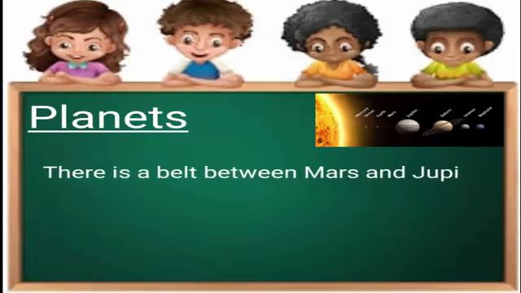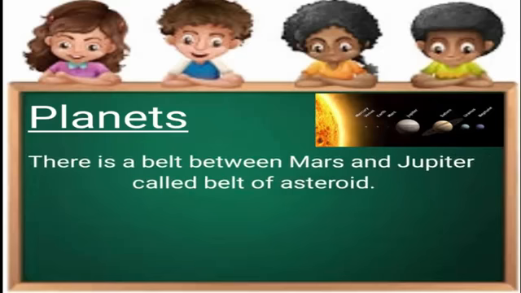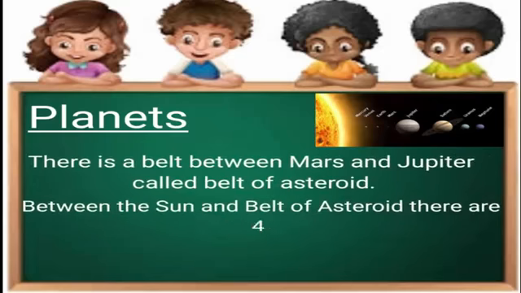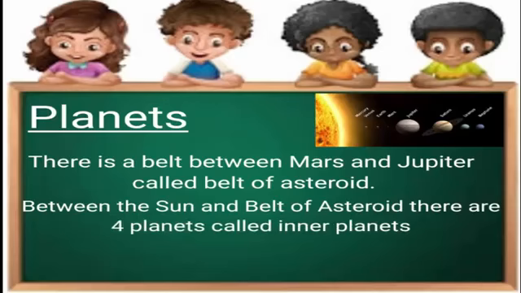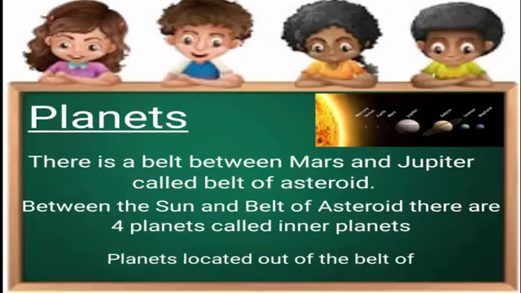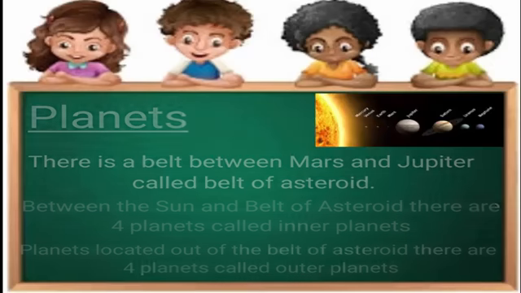And there is a belt between Mars and Jupiter called Belt of Asteroids. Between the Sun and Belt of Asteroids there are 4 planets called inner planets. The planets located out of Belt of Asteroids are called outer planets.